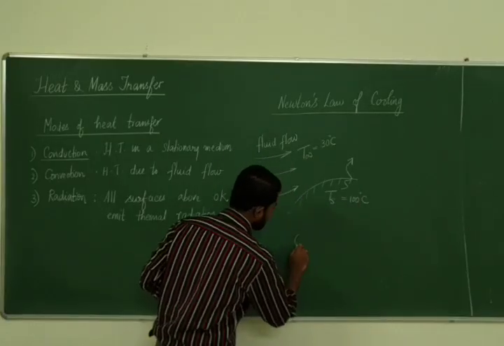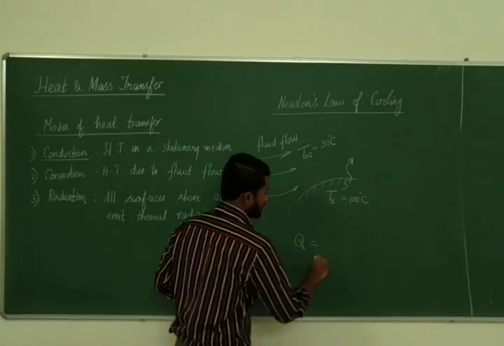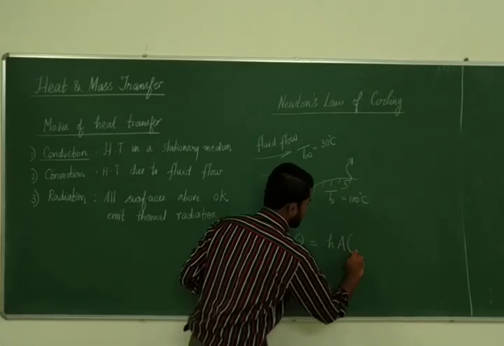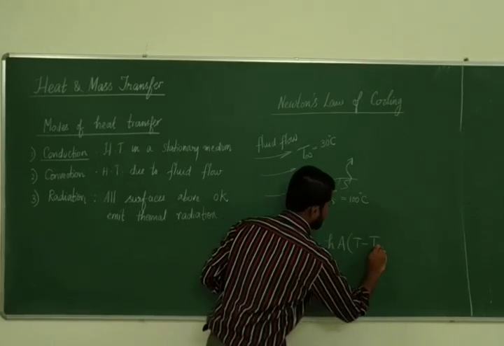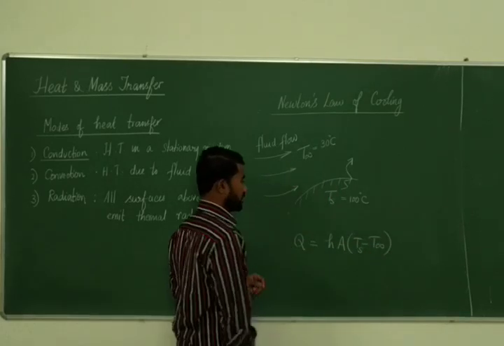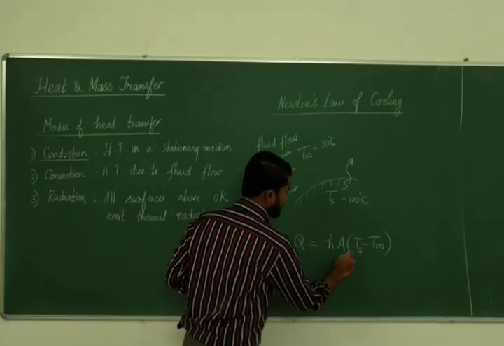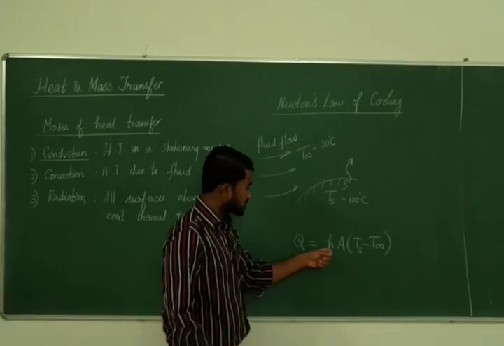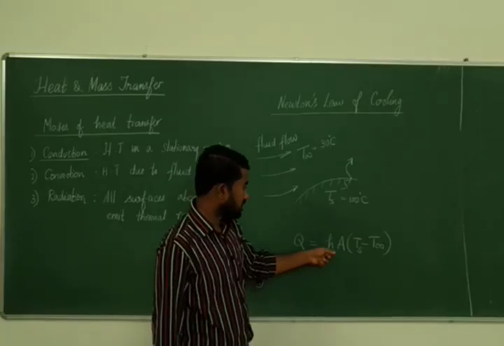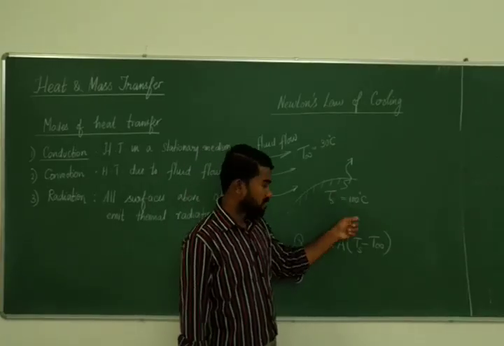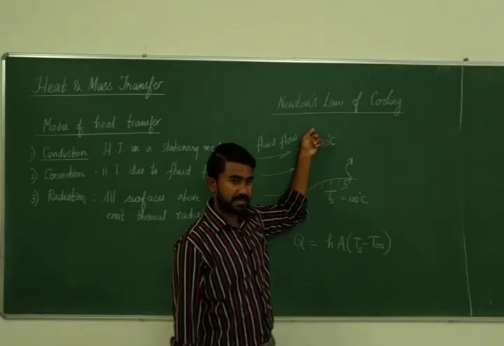Now, what is going to be the heat transfer rate? It is given by hA(Ts minus T infinity). Okay. So A is the area exposed to convection. h is called the convective heat transfer coefficient. Ts is the surface temperature. T infinity is the fluid temperature.